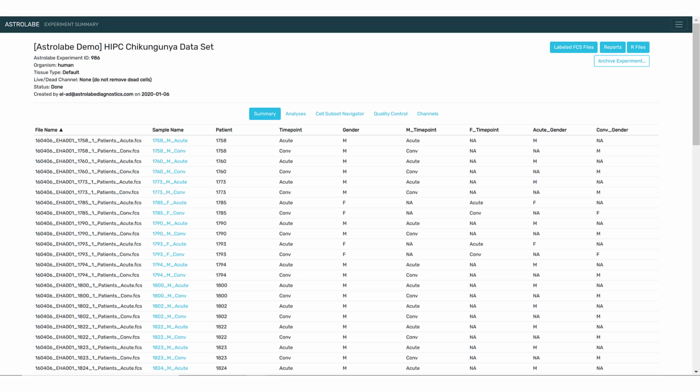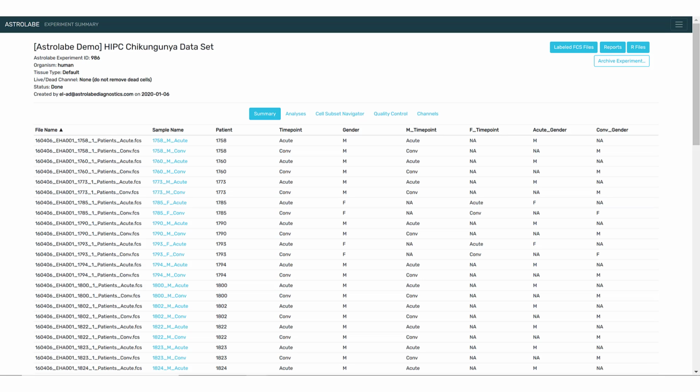To demonstrate how this works, let's look at this chikungunya study, which was done by the Human Immune Project Consortium. In this study, pediatric patients who were sick with chikungunya virus came to a clinic in Nicaragua, and samples were acquired in both their acute and convalescent stages of infection. The goal of the study was to compare the immune system between the two time points.